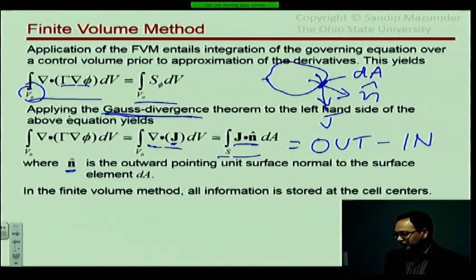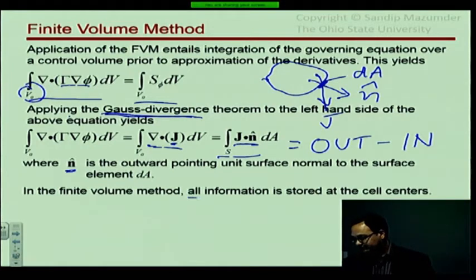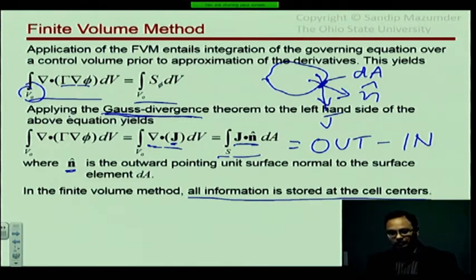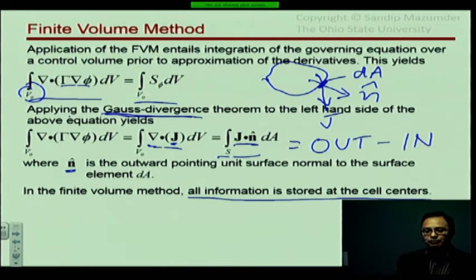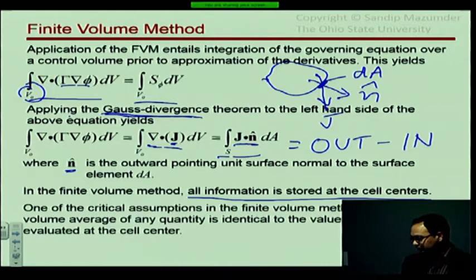Now, in the finite volume method, all information is stored at the cell centers. So, we have this Cartesian mesh. When we look at finite difference, the nodes are actually at the intersection of the lines. In the finite volume method, we are saying no, the nodes are placed at the centers of those little squares that we generate out of that wireframe structure. I'll show you a picture in a moment.